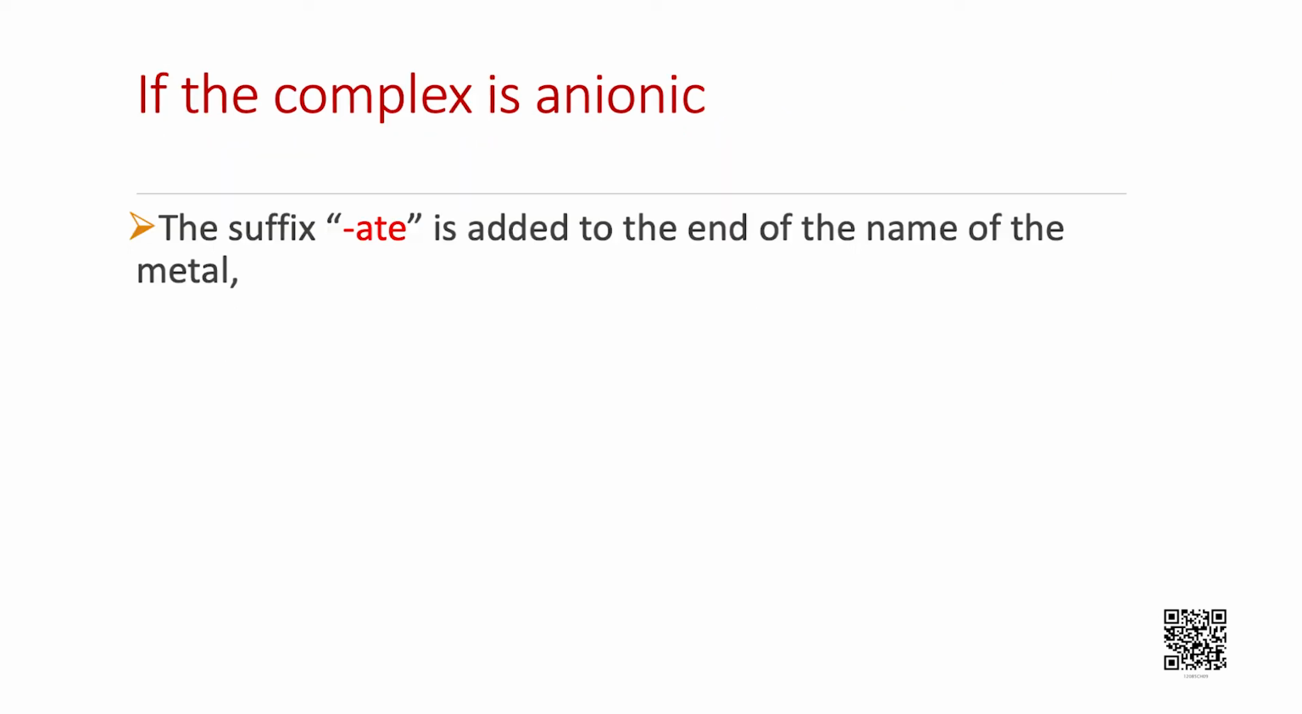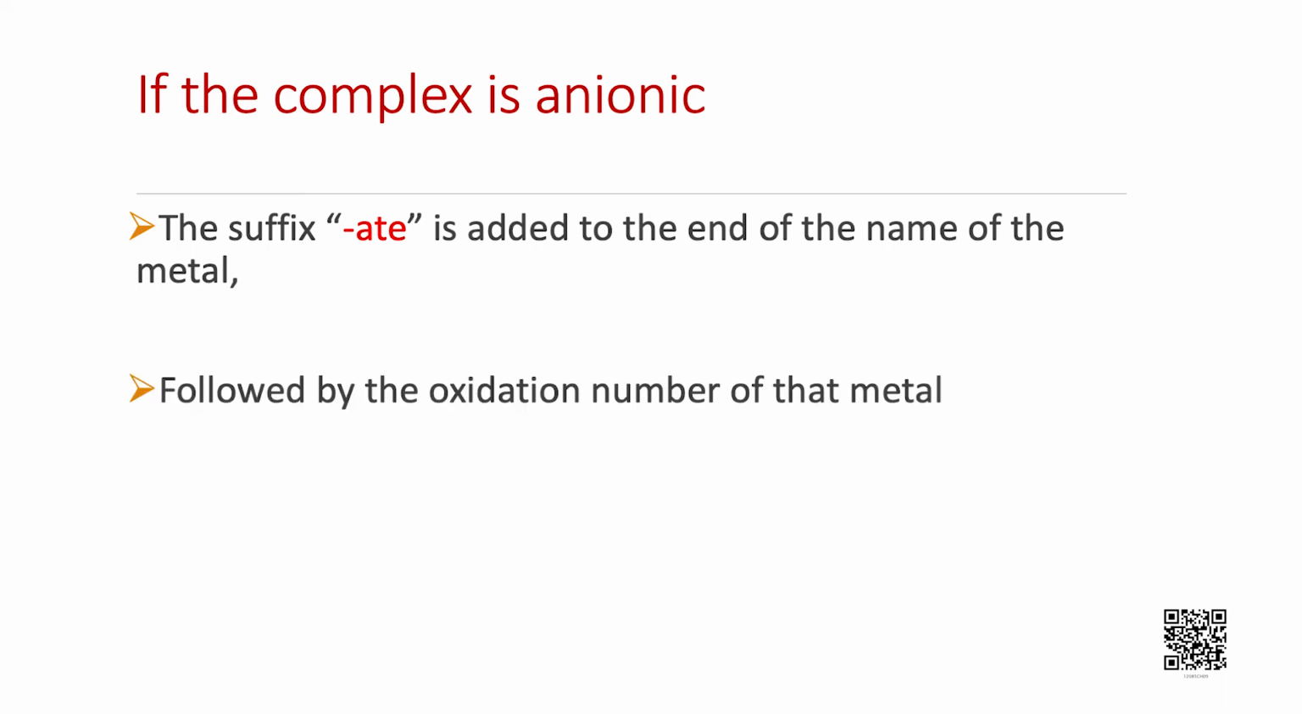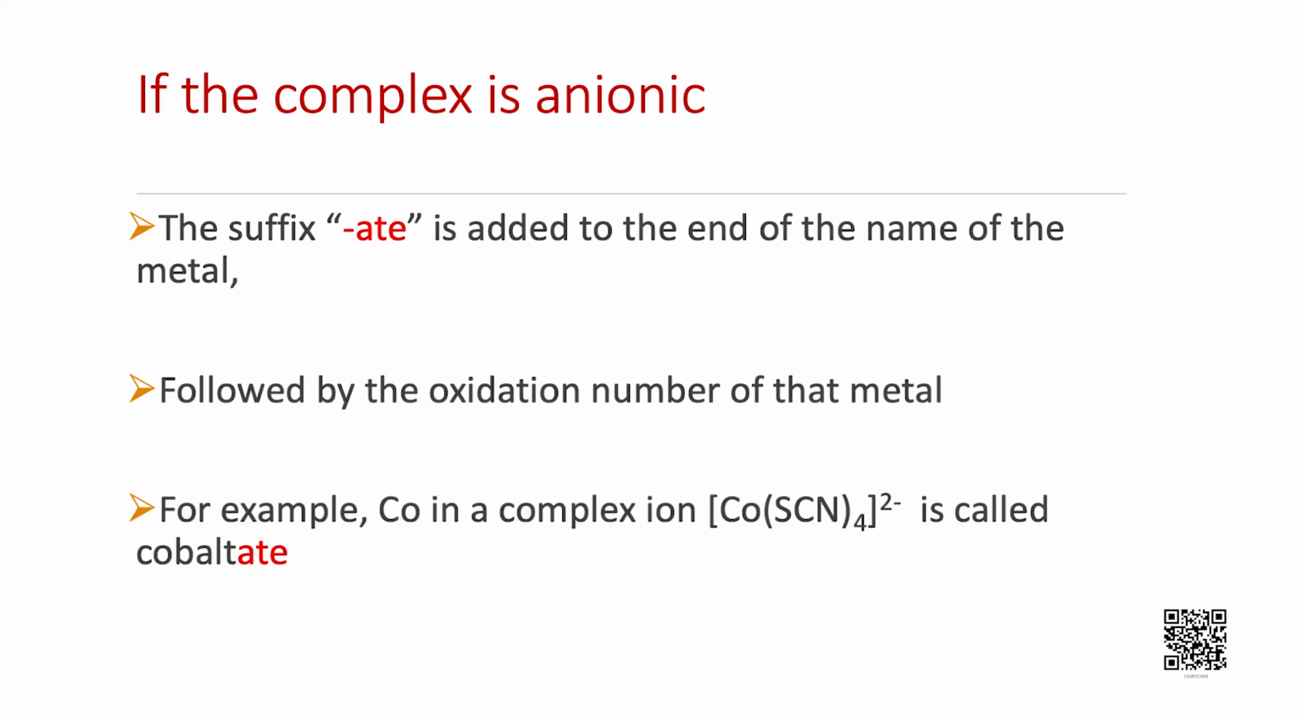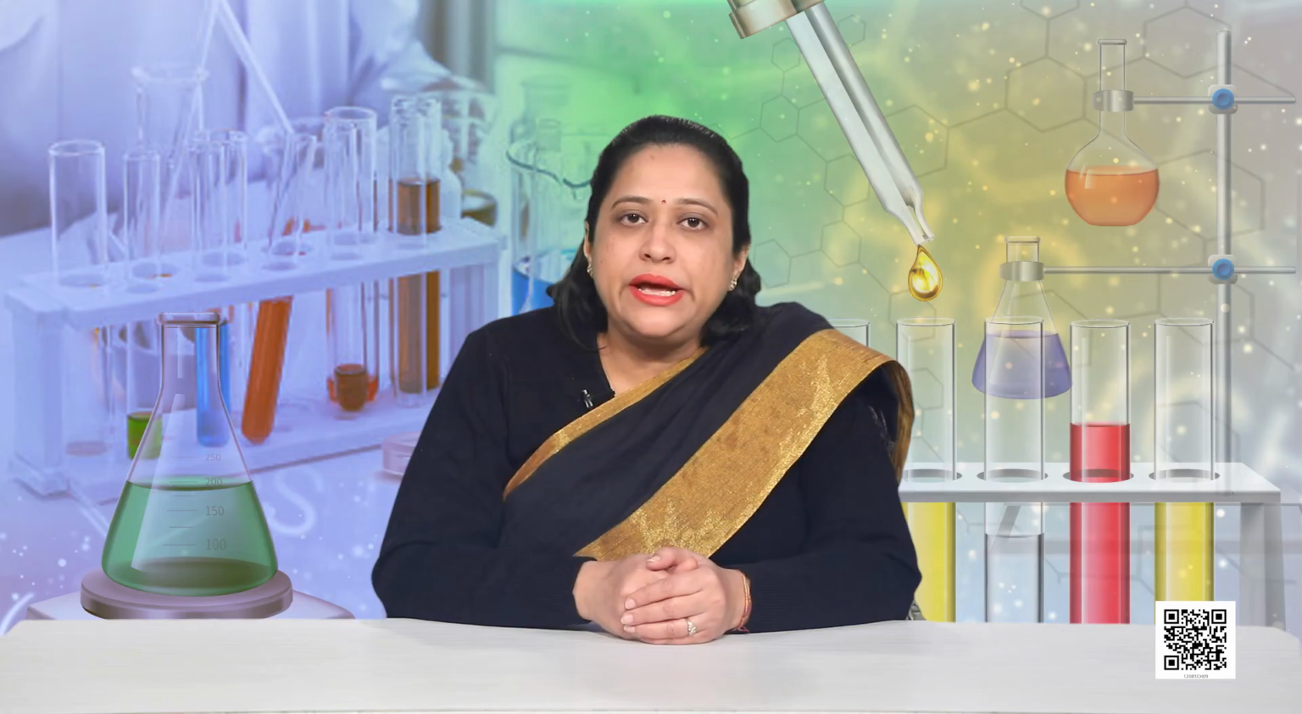If the complex is anionic, then the suffix "ate" is added to the end of the name of the metal, followed by the oxidation number of that metal. For example, cobalt in a complex ion given here is called cobaltate. For some metals, the Latin names are used in the complex anions. For example, ferrate for Fe. The given complex here is hexacyanoferrate(III) ion.